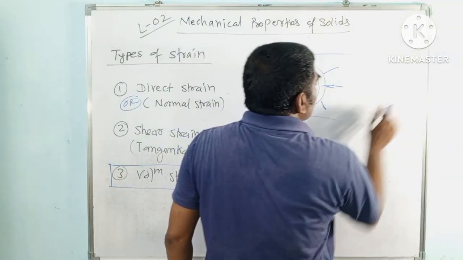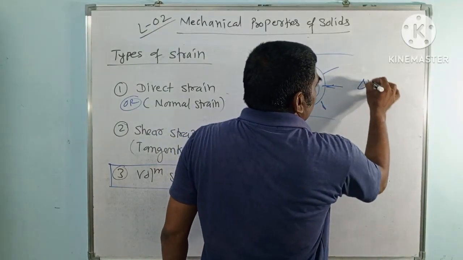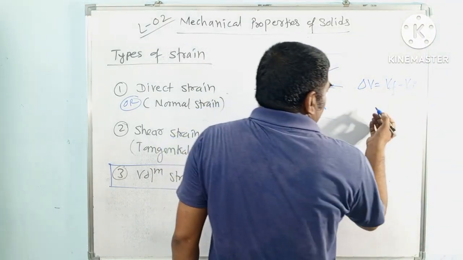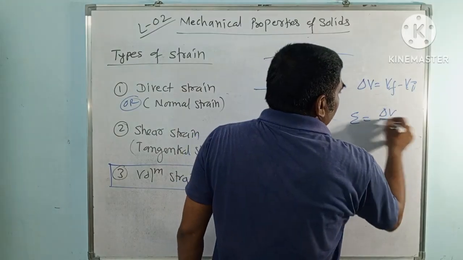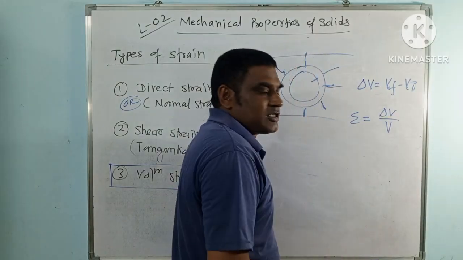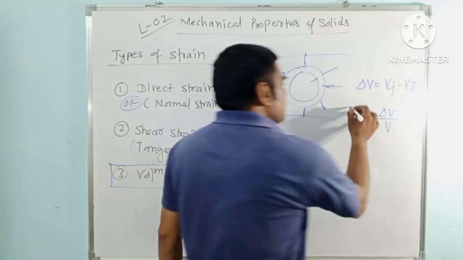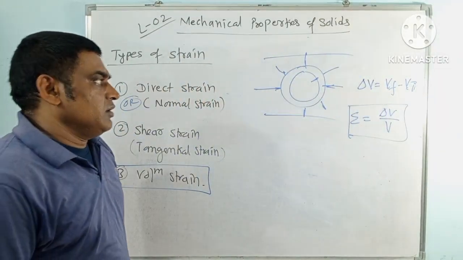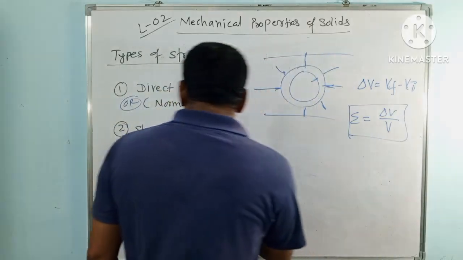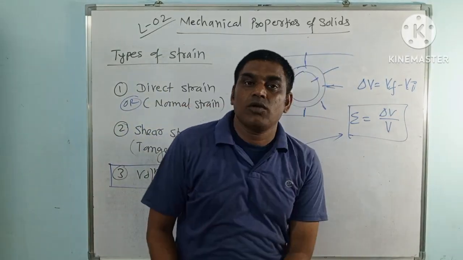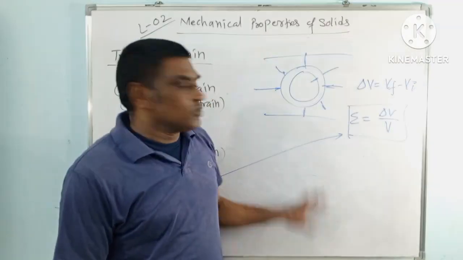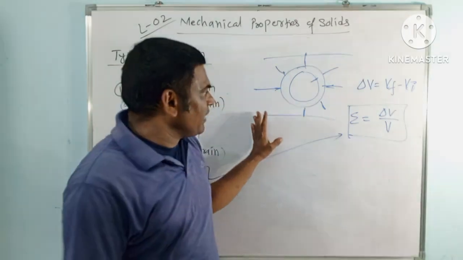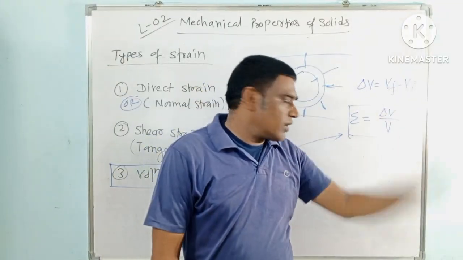Volume, original volume. So change in volume is what? Final volume minus initial volume. Now strain will be what? Change in volume divided by initial volume. And this is mostly negative. Got it? So this is the volumetric strain. Simply volume strain. Change in volume by original volume is volume strain. Understood? So this mostly we will discuss in fluids, properties of fluids. Time being, you can use this formula.